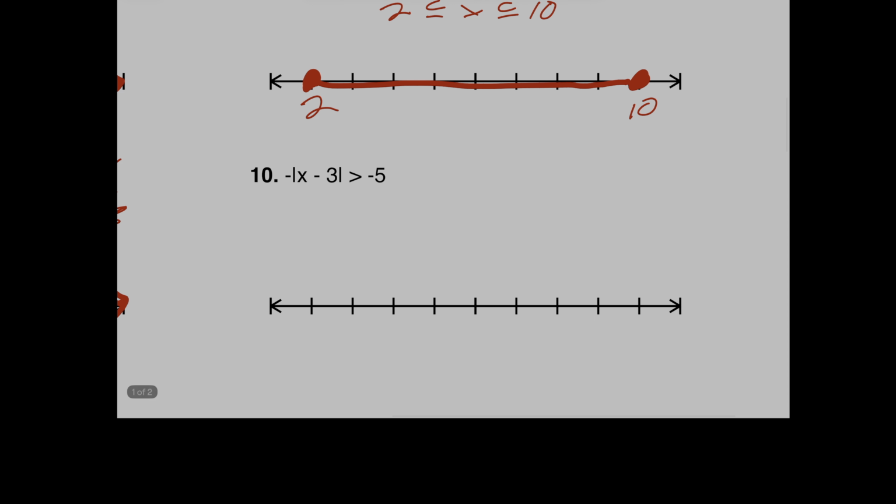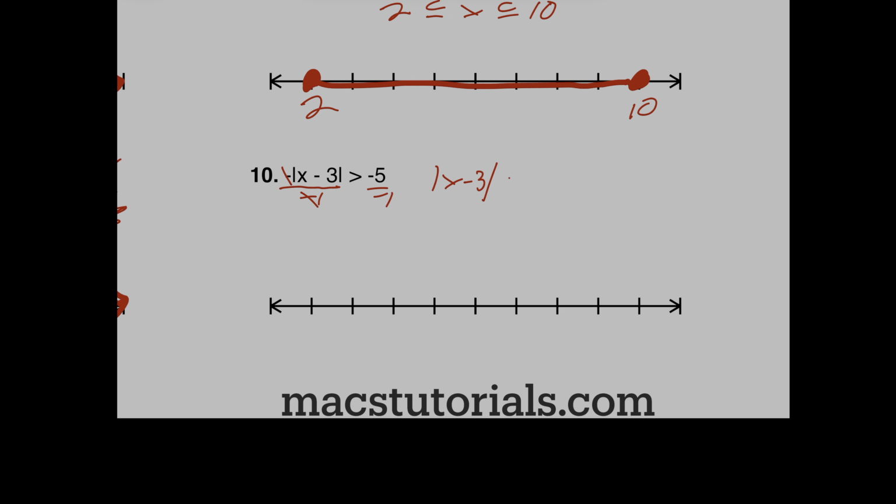One more, it looks like an outie, but if I divide each by a negative 1, get rid of that negative sign, I'm going to get absolute value of x minus 3. And what do I have to do? Instead of that greater than, I have to make it a less than sign. And negative 5 divided by negative 1 is going to be just a normal everyday 5. Okay, so now I have an innie. How do I write innies? I'm going to write x minus 3, and I'm going to put 2 less than signs, and I'm going to write 5, and I'm going to write negative 5.